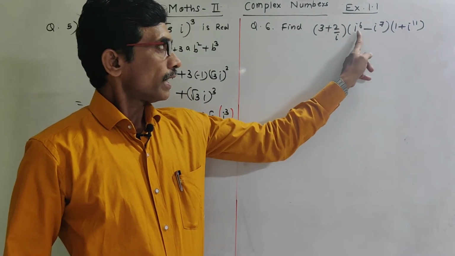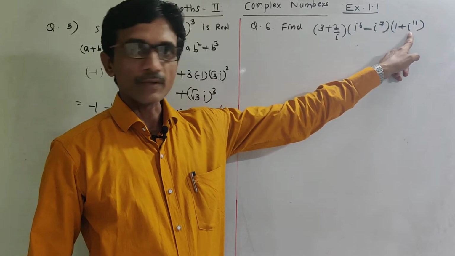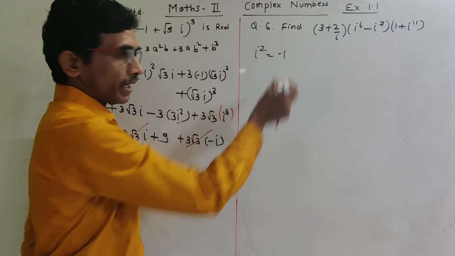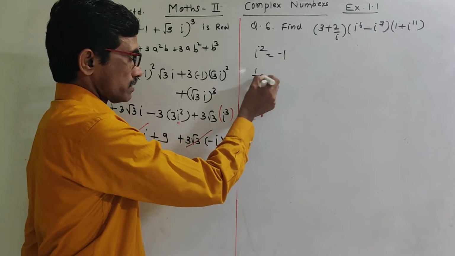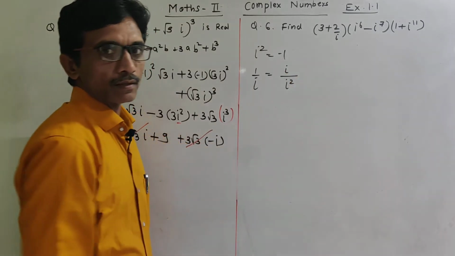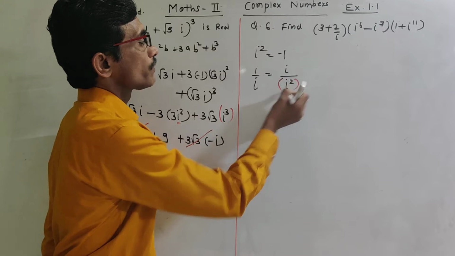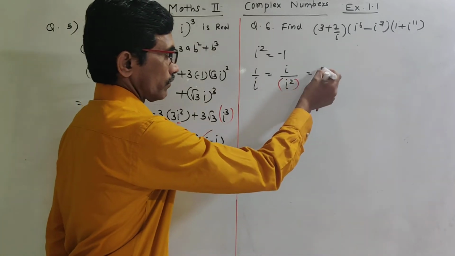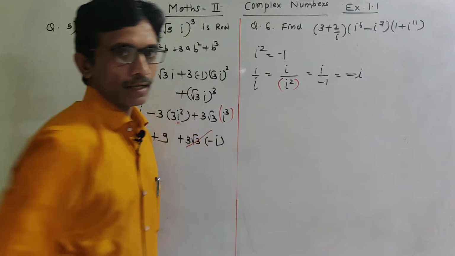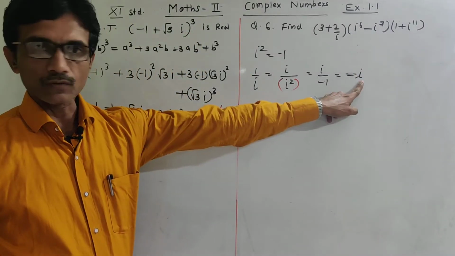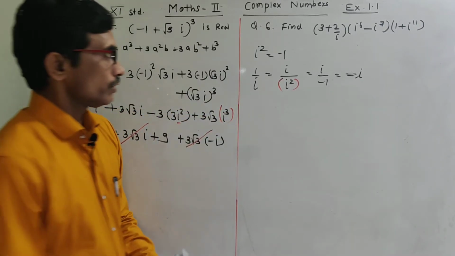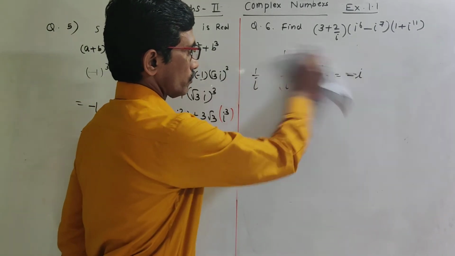(3 + 2/i) raised to power 6, i raised to power 7, (1 + i) raised to power 11. So remember i square is -1. 1 upon i is equal to, if we multiply i to numerator and denominator, i square is -1, so it will be i upon -1, which is -i. So 1 upon i is equal to -i. So we use here 1 upon i is equal to -i.